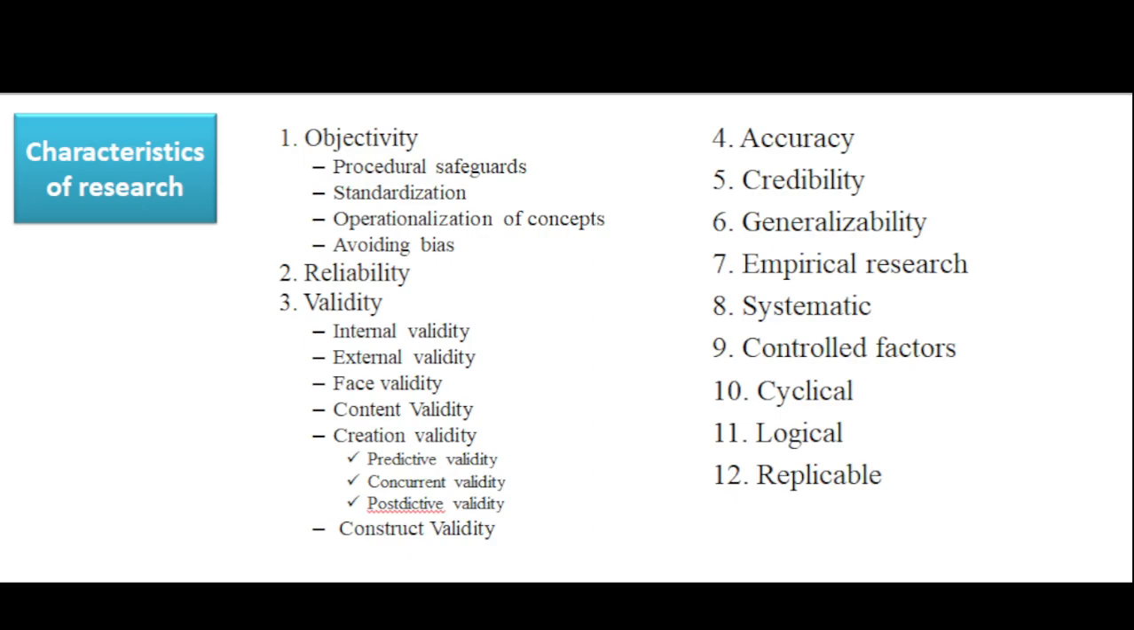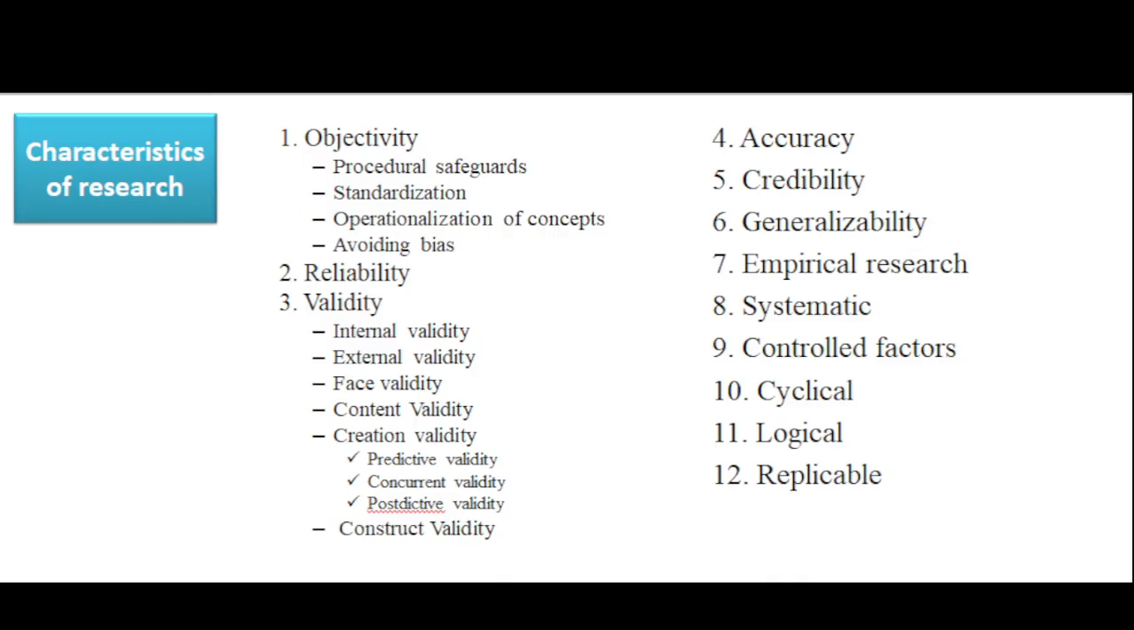Now the characteristics of research. So there are different characteristics. Let's break them down. In the field of academic libraries, objectivity in research means keeping the study free from personal biases and subjective influence. For instance, a researcher studying how students use digital resources in the library needs to ensure that data collection methods such as surveys or observations are neutral. They might use procedural safeguards like anonymous surveys and standardized questions to maintain objectivity.